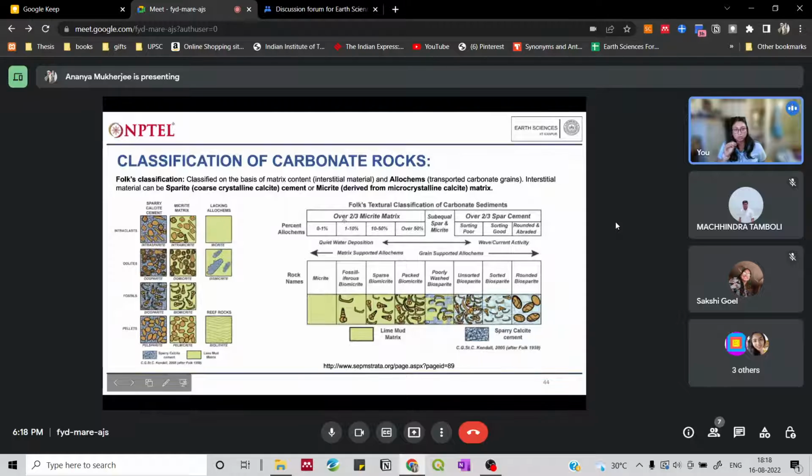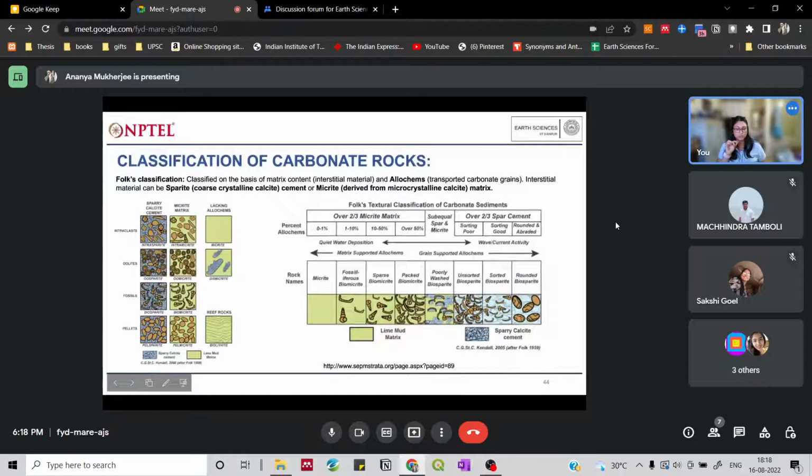It is important to know the kinds of carbonate rocks that we have. Carbonate rocks, though not very feasible to be used as foundation rocks, are usually used as construction material and also for making cement. So we have two classifications.